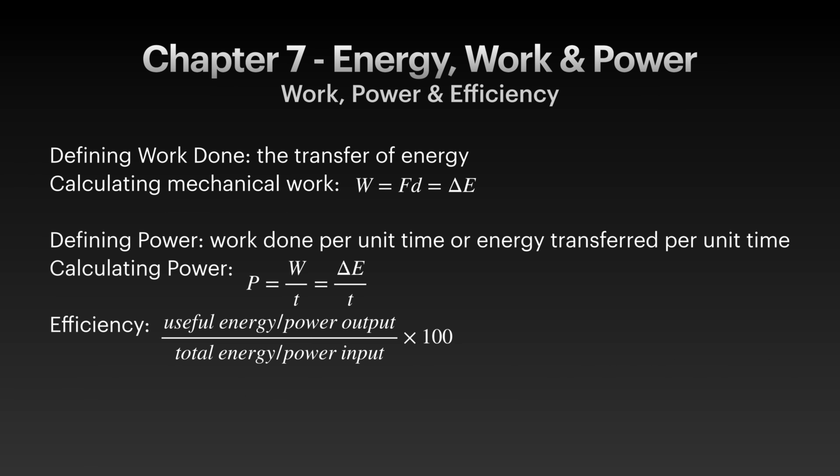Work is done when a force moves an object in the direction of that force. The formula to calculate work is work equals force times distance moved in the direction of the force. Or in symbols, we simply write it as W equals F times d. If nothing moves, no work is done, even if you are pushing really hard. The unit of work is the joule, also written as J. 1 joule is the work done when a force of 1 Newton moves an object 1 meter.